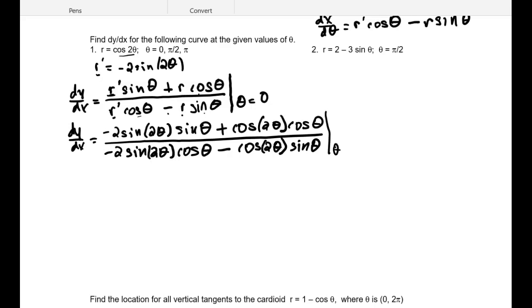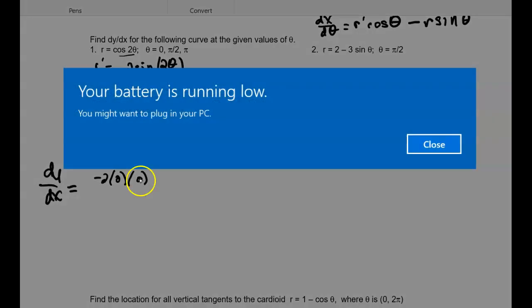Still evaluating this at 0. You do typically get some nice numbers here, because think about what this would look like if you had to evaluate it at pi over 6 or pi over 3. It'd be a nightmare. But 0 should be pretty simple. So now we're going to find our slope when all of our thetas are zeros, and you'll see good stuff would happen. So here, we have a negative 2. The sine of 0 would be 0. We have another sine of 0. So that's going to be 0.